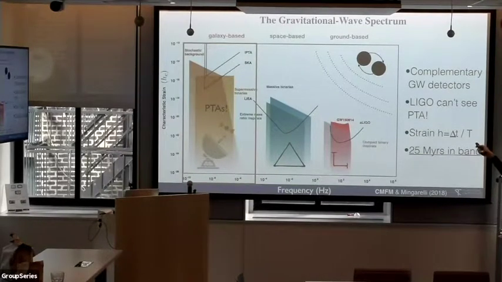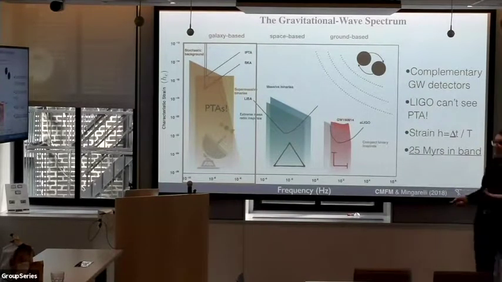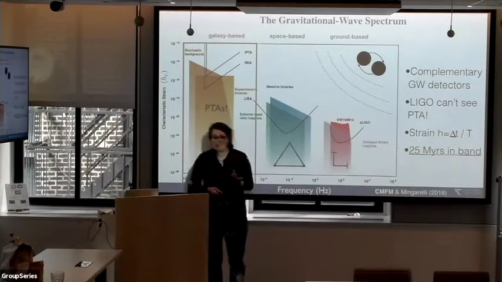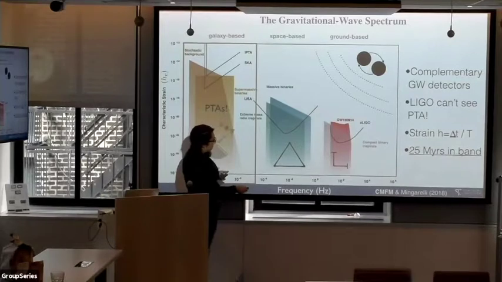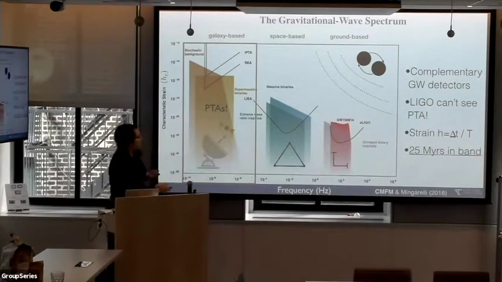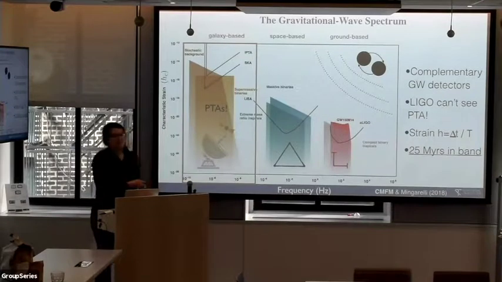I want to emphasize that pulsar timing arrays are complementary to both LISA and LIGO. LIGO can't see pulsar timing array sources because these supermassive black holes merge at around 10 to the minus 6 hertz, which is right in between the two bands. So for the experts in the room, this is the ISCO frequency. For a 10 to the 9 solar mass supermassive black hole binary, the ISCO frequencies are around 10 to the minus 6 hertz. So they merge before ever getting into the LISA band.